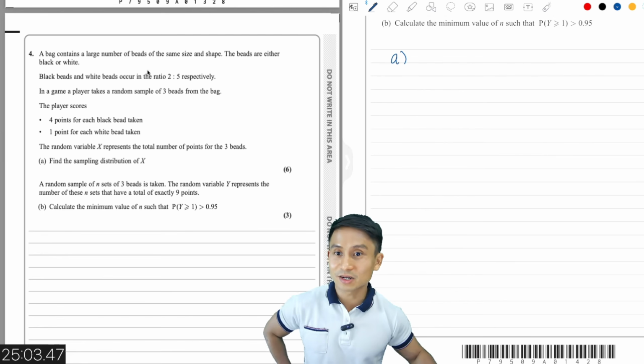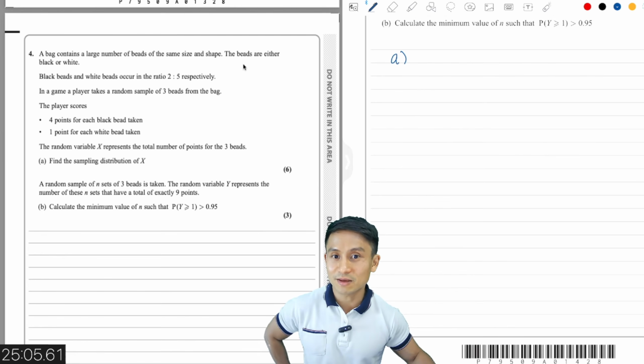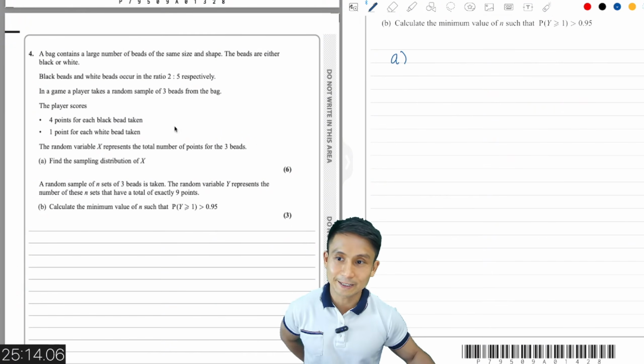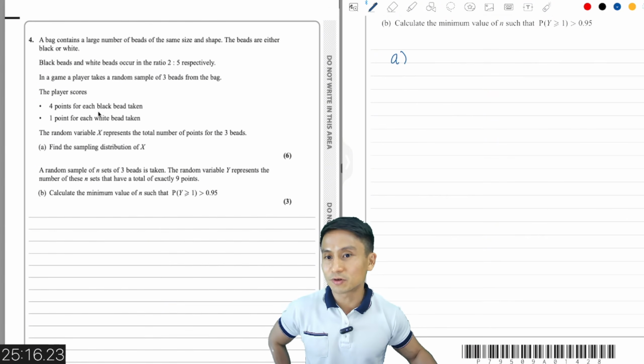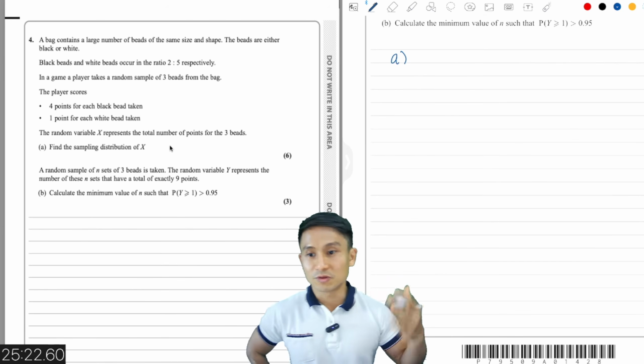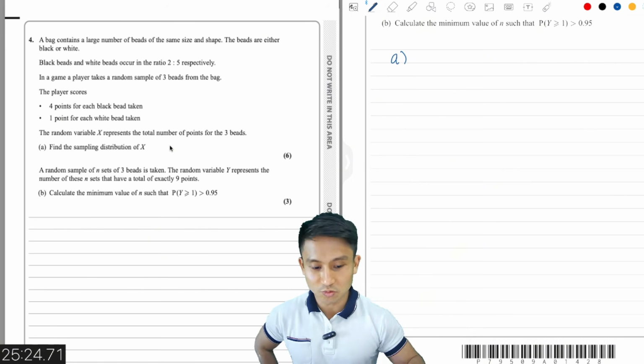A bag contains a large number of beads of the same size and shape. The beads are either black or white. Black beads and white beads occur in the ratio given. In a game, a player takes a random sample of 3 beads from the bag. The player scores 4 points for each black bead taken, 1 point for each white. A random variable X represents the total number of points for 3 beads. Find the sampling distribution.